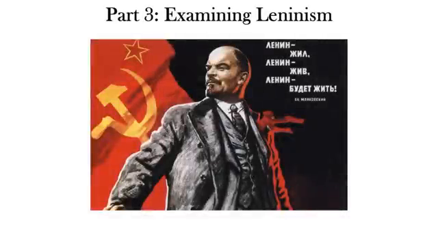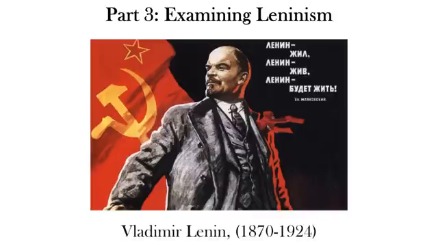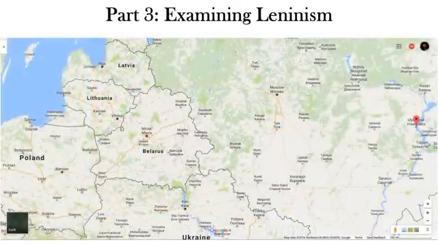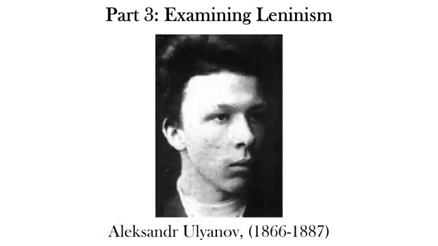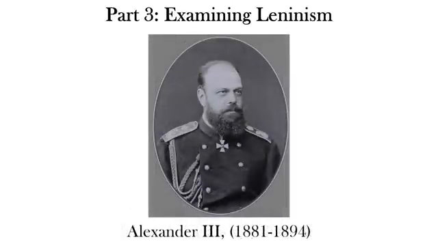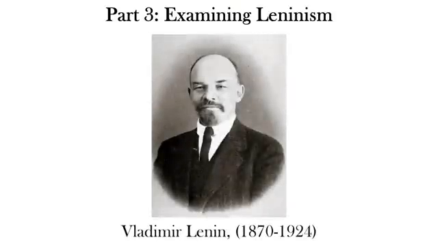Part 3: Examining Leninism. Born in 1870 to a wealthy middle-class family in Simbirsk, a major city 500 miles east of Moscow, he became involved in radical politics following the death of his brother, who was executed in 1887 for his attempted assassination of Alexander III, the penultimate Russian emperor. Lenin was the most important political agitator of his time. He was responsible for organizing the various radical groups and adapting Marxist philosophy to the agrarian Russian conditions.